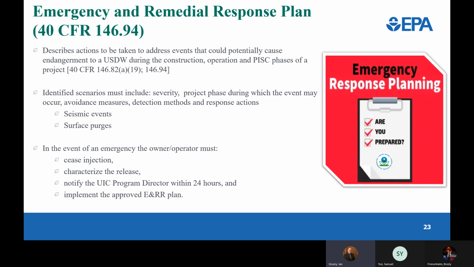The next component is going to be the emergency and remedial response plan. This requirement specifies that the owners or operators of the Class 6 wells must develop and maintain an approved emergency and remedial response plan that describes the actions to be taken to address events that may cause endangerment to a USDW or other resource. Identified scenarios must include the possible severity of the incident, the project phase during which the event may occur, any avoidance measures that might be taken, and outline detection methods and response actions.